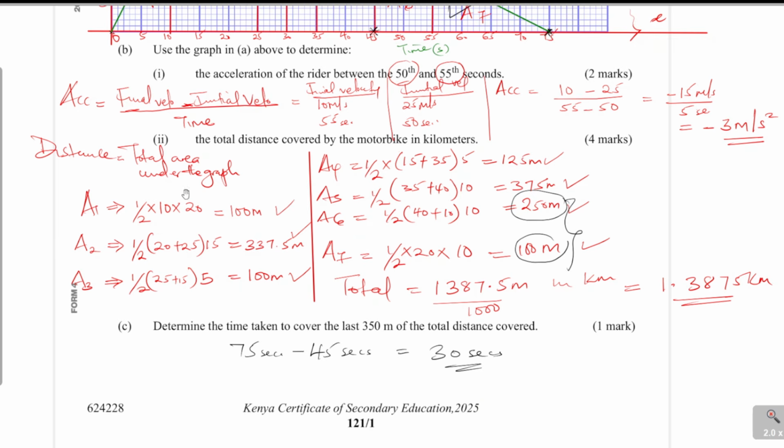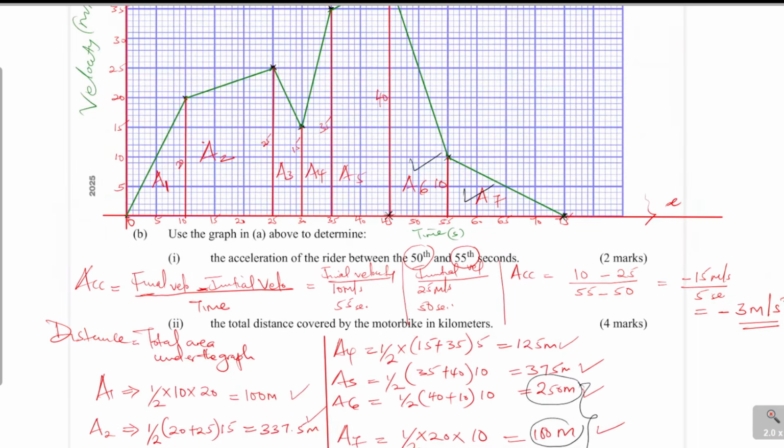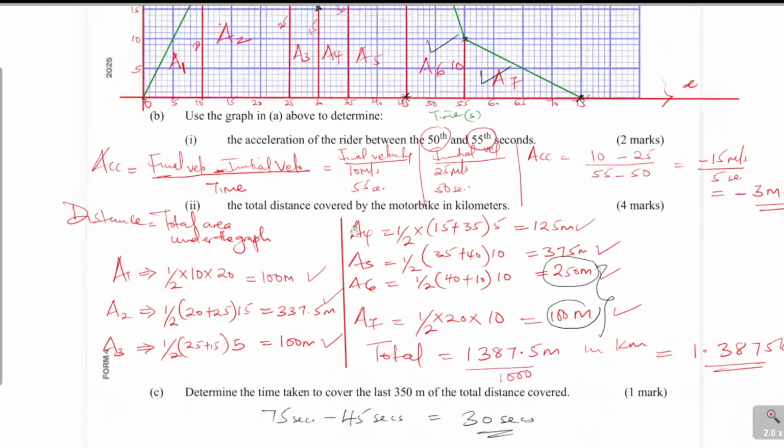You can see where I got this from. It is from these two points here. 75 is there and 45 is there. So that is what gives the last 350 meters. And that is how you're supposed to solve that question. Thank you.